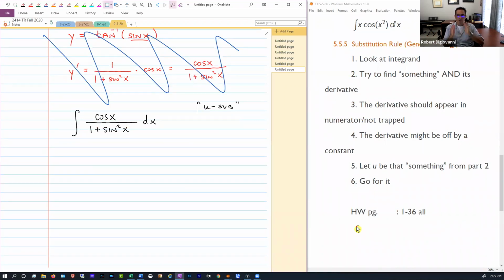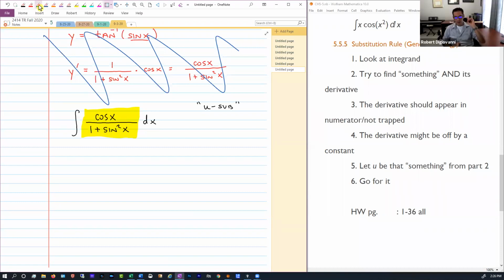Step 1 is we are going to look at the integrand. That means look at this thing. Focus. Concentrate. And then ask yourself this question. Step 2: do you see something, I don't know what it is, but do you see something and that something's derivative anywhere in the integrand? I see a couple of you nodding. Can someone tell me?